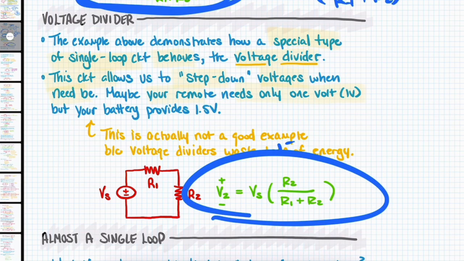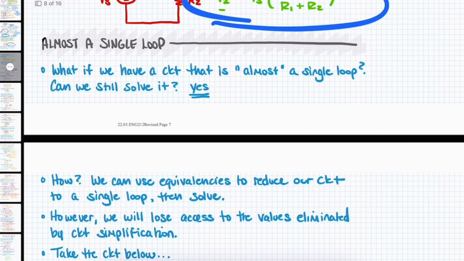Okay, so now, almost a single loop. So what do we do here? This goes back to my question as to how to teach this course over multiple years, because we would often start off with single loop and single node pair. We haven't talked about single node pairs yet, but single loops and single node pairs. And then there's kind of this jump to just doing more complex circuits.